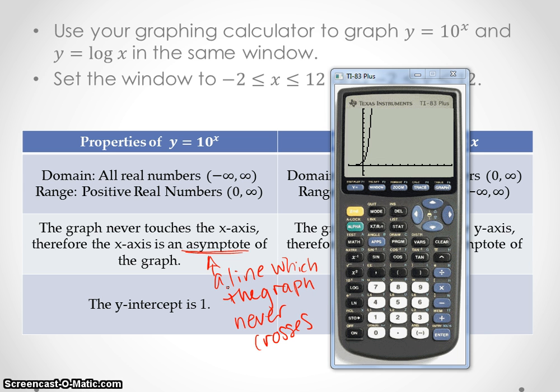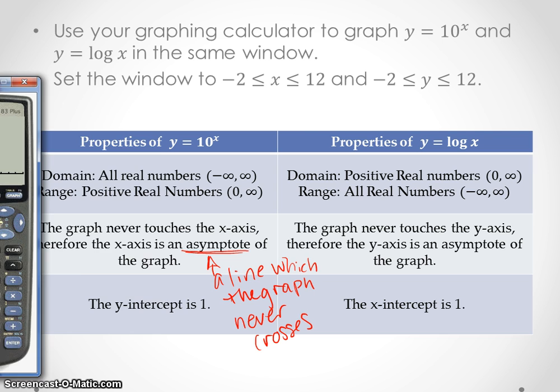Okay, so it's going to come really, really close, and the graph is never going to cross this line. Our y-intercept, if we have a base 10, is going to be 1 here. Remember, our 1 is our initial amount, so our y-intercept is 1. Since our log function is the inverse of this function, everything that's true on this side, the opposite is going to be true for our log function.